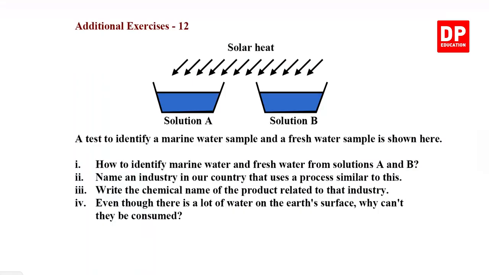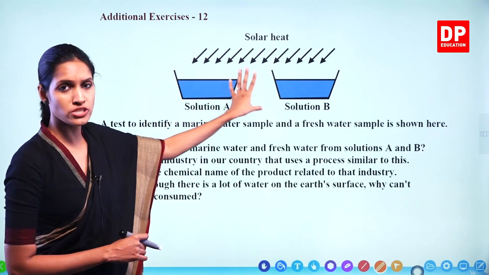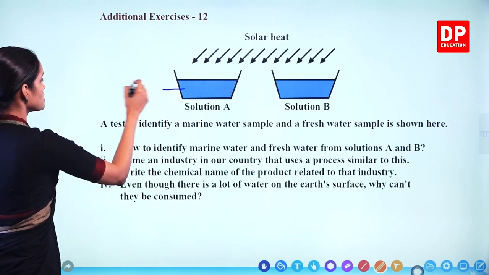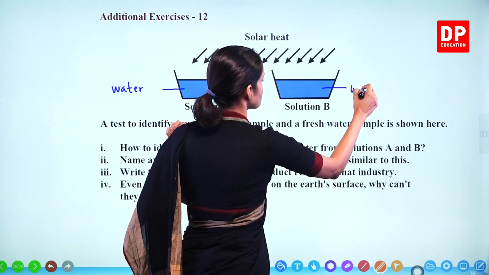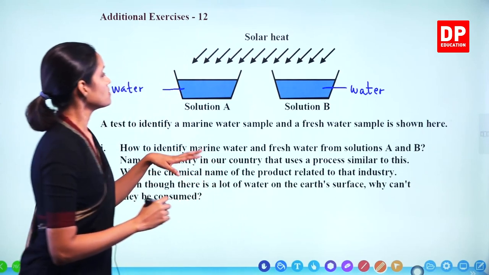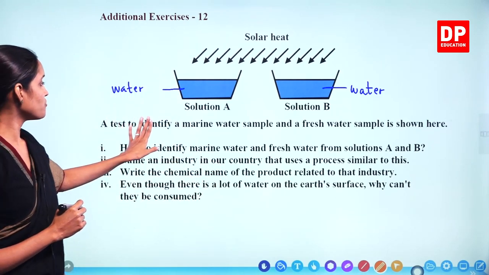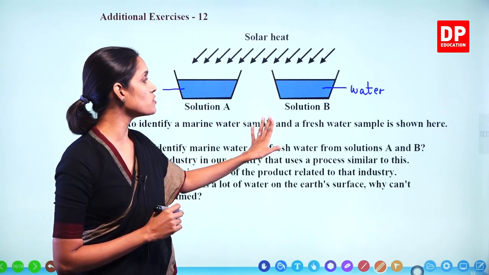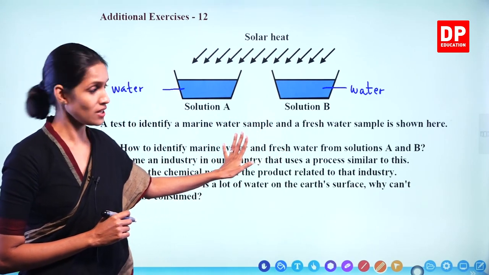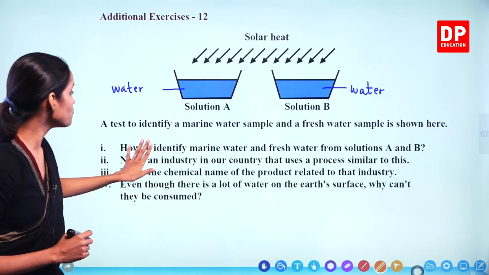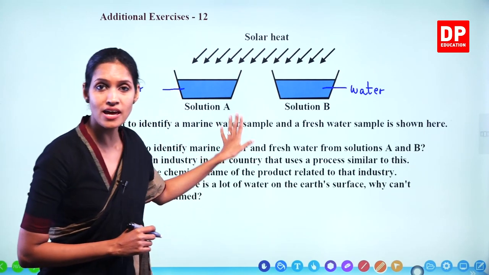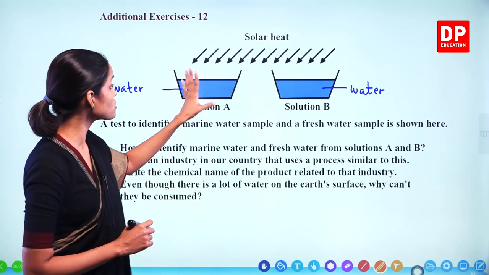Right, children, look at this picture. There are two solutions, solution A and solution B. They have water. We can write these are water samples. A test to identify a marine water sample and a freshwater sample is shown here. Solar heat is coming from there. How to identify marine water and freshwater from solution A and B?